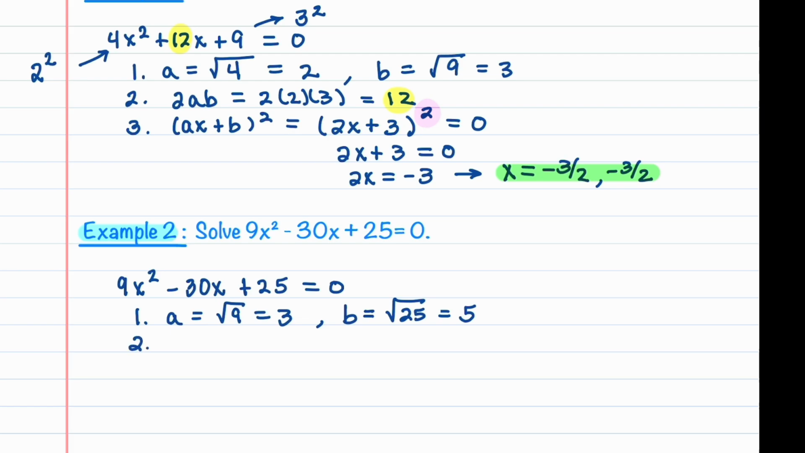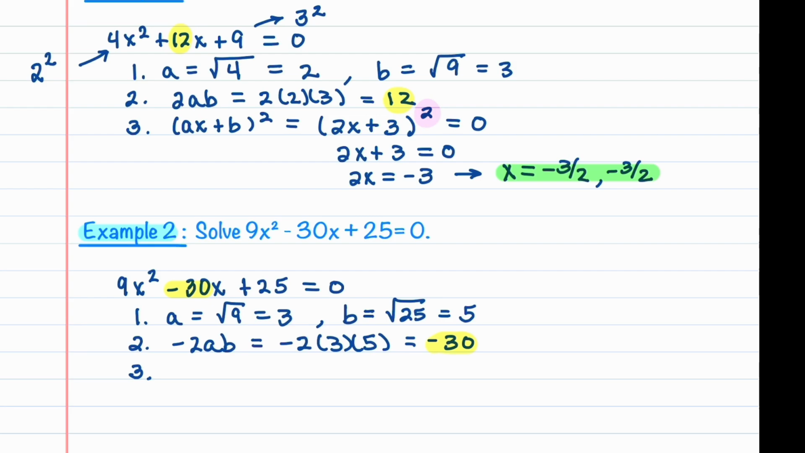Now let's go on to our second step. We have to make sure it's a perfect square. Notice that our middle constant is minus 30, so that's what we have to check now. Let's see if minus 2ab is in fact minus 30. We have minus 2, our a is 3, our b is 5. That's 15 times 2, and that's equal to minus 30. So that's good. Let me just highlight that so you can see that that matches our middle term. When this happens, we can now write our problem as a perfect square.